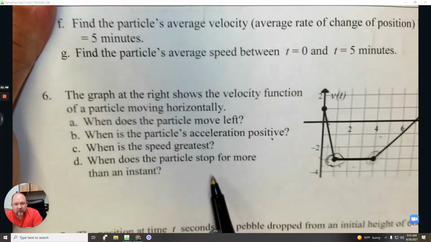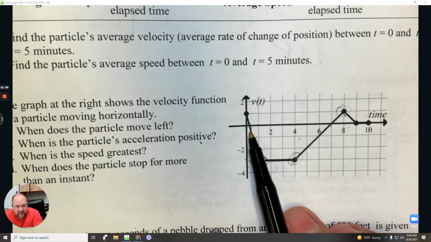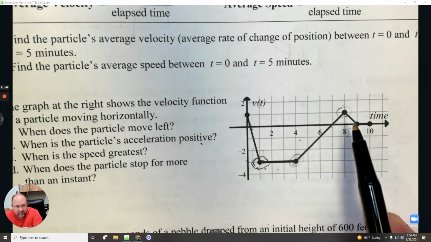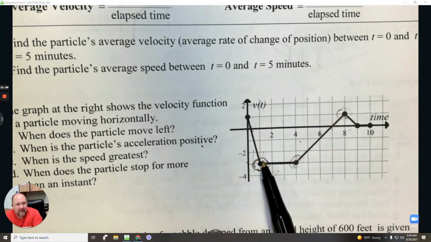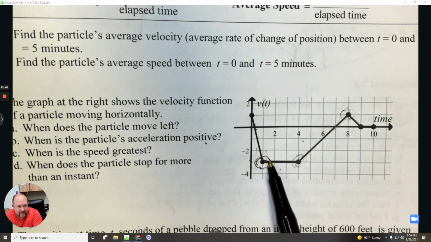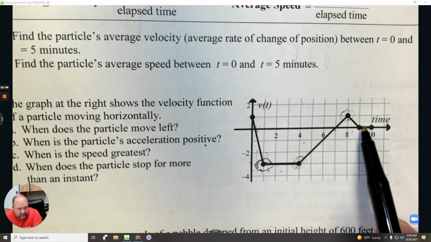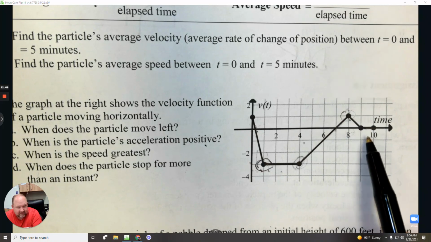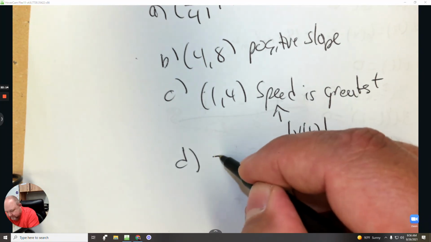When does the particle stop for more than an instant? So when it just crosses, it stops for an instant. When it crosses, it stops for an instant. But when the velocity is 0 for more than an instant, between 9 and 10, the particle has stopped for more than an instant.